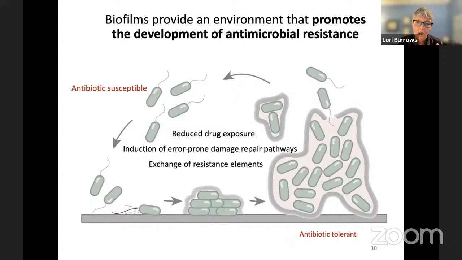When you grow as a biofilm and you have all these stress pathways activated, that can induce DNA damage repair pathways that are error prone. And that means that they don't do a very good job of repairing DNA damage. And so they can create additional mutations, and some of those mutations could lead to resistance. And then, as I mentioned before, when you're growing close together like this, you can exchange resistance elements like plasmids or transposons a lot more easily because you're right beside the susceptible organism.